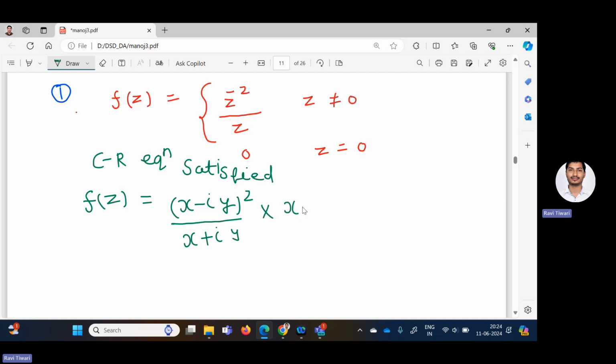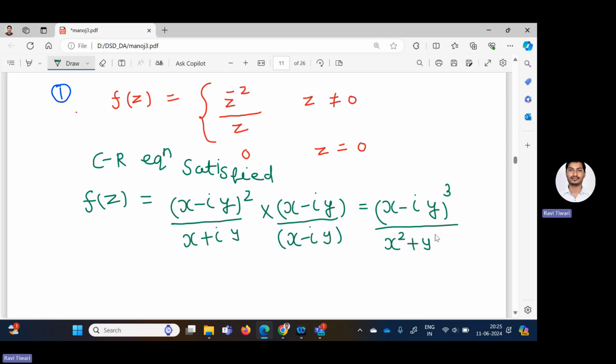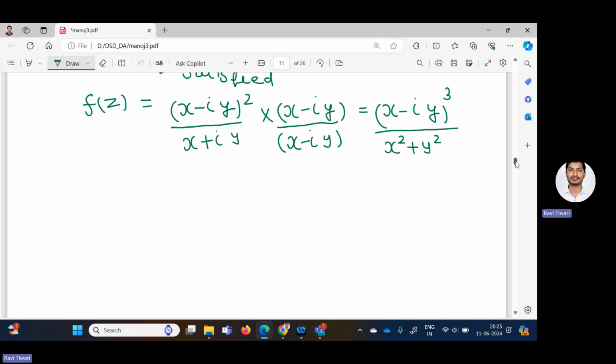So we can write here x minus iy divided by x minus iy. So this equals (x minus iy) whole cube, divided by (a plus b)(a minus b). So you will get a square minus b square, but because i square is minus 1, we get here x square plus y square. So now you are able to separate real and imaginary part, because now i is removed from the denominator. So what will be its real and imaginary part? You can apply the formula for (a minus b) whole cube.